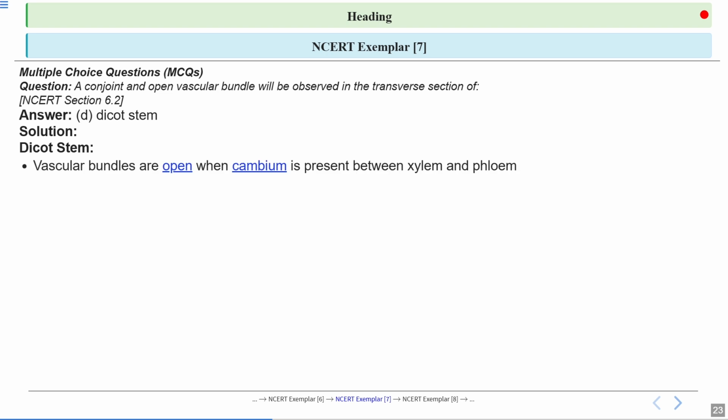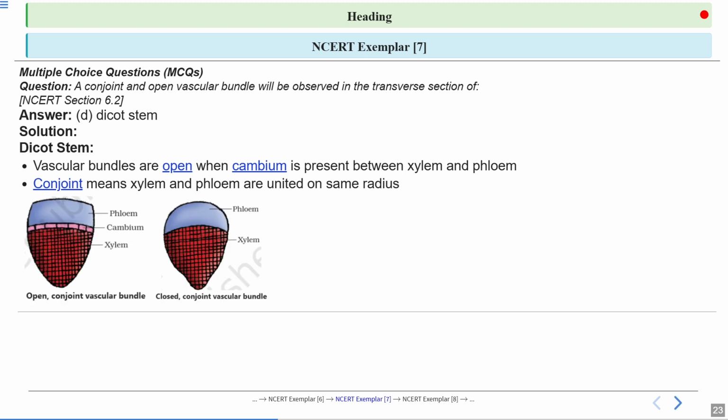So vascular bundles are open when cambium is present. We say that the vascular bundle is open when there is a presence of cambium, and we say that the vascular bundle is closed when the cambium is absent. Conjoint means the xylem and phloem are united on the same radius. Whereas in the radial type of arrangement, the xylem and phloem are present on different radii, which we see in the case of roots.